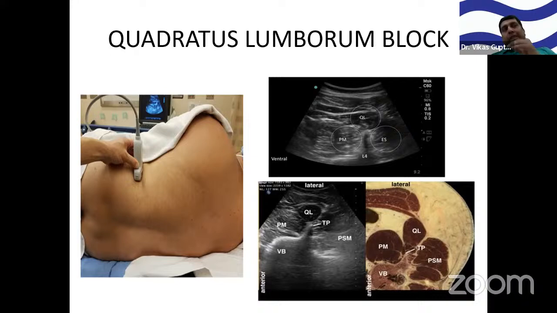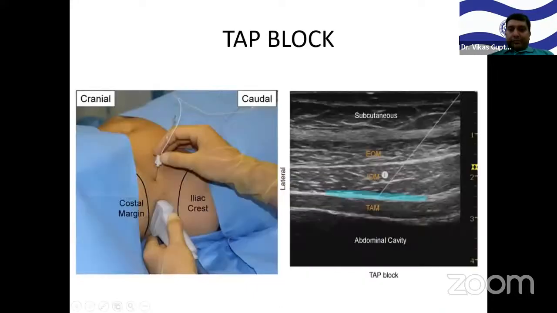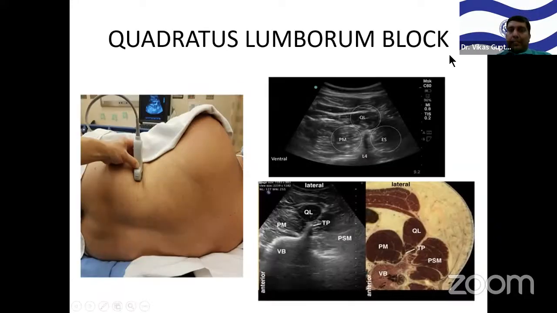So the best is the transmuscular approach, very easy and very effective. In that approach, we can see the shamrock sign. What is the shamrock sign? You can see this L4, we can identify the transverse process of L4. This is like the stem, and the 3 petals are there.